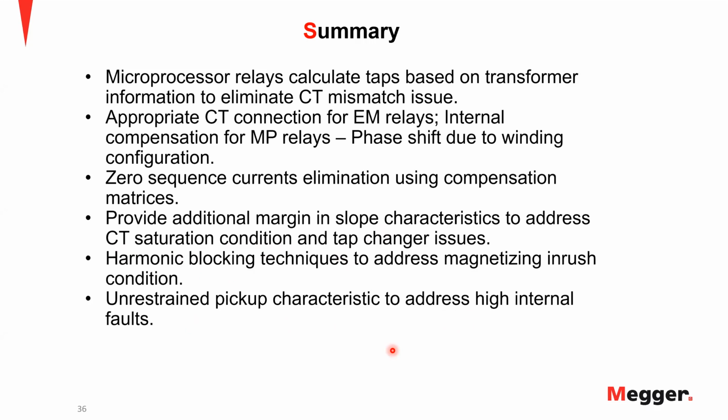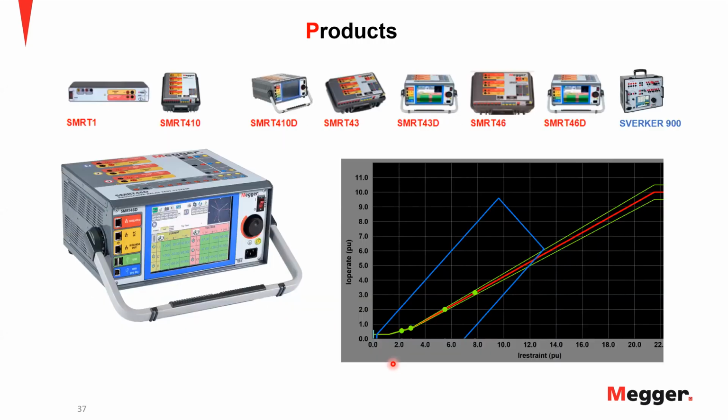So with this background that we just learned today, we're going to move on to the testing part of the transformer diff relay. Here I have shown the products that Megger makes to test different types of relays. And here I'll be using the SMRT46D today to test the transformer diff relay, which is an SEL 787 relay.